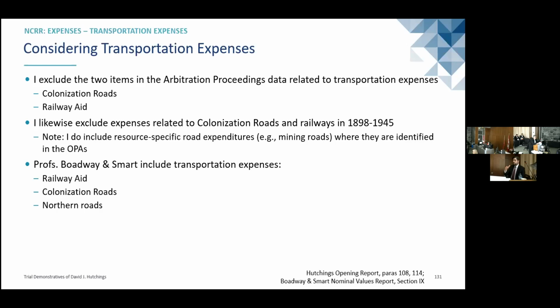We're focusing on colonization roads because every now and then the Crown does build resource-specific roads. So you'll see in the public accounts, starting in the 1890s through the early 1900s, there were mining roads. Those expenses I do include. Those are expenses for the purpose of building roads to exploit mining, as do Professors Bodway and Smart. I'm not saying all transportation infrastructure is irrelevant. I'm saying the general purpose transportation infrastructure serves a number of purposes not related to direct Crown resource revenues.